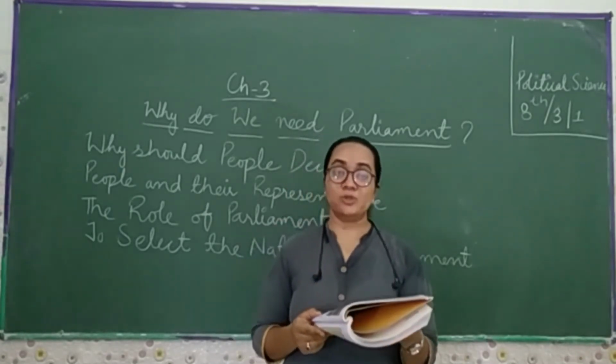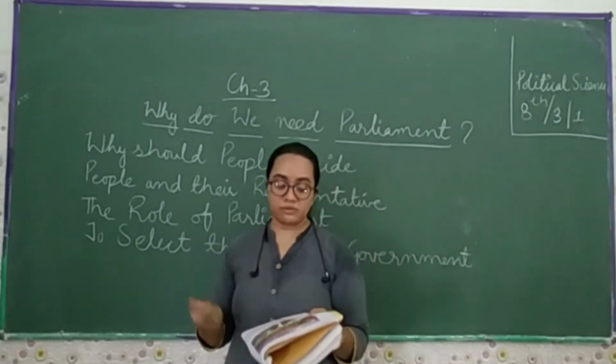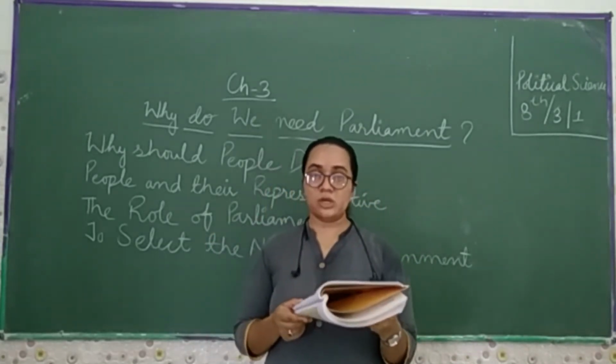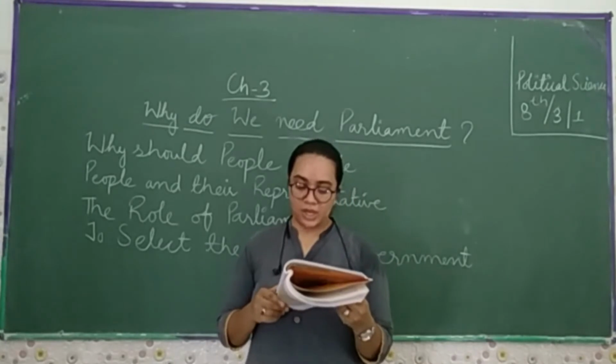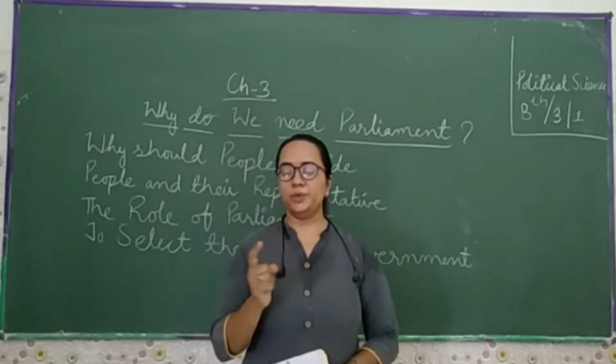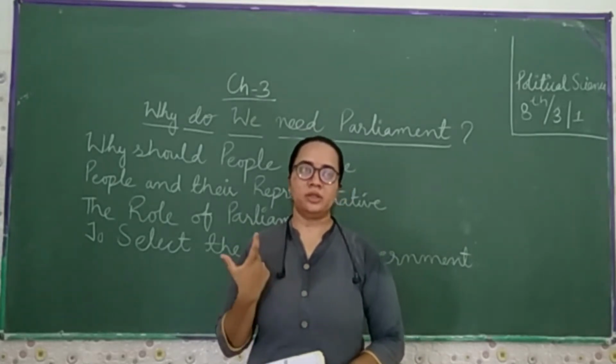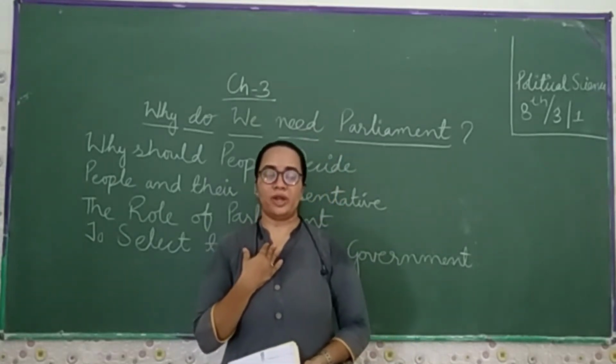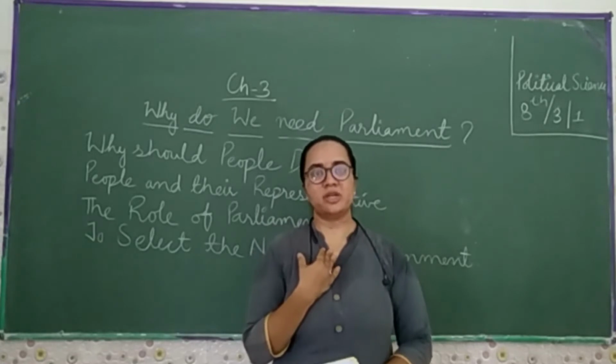Rajya Sabha, the Council of States, has a total strength of 245 members. It is chaired by the Vice President of India. If we talk about 2020, the Rajya Sabha is chaired by Dr. Venkaiah Naidu. He is the Vice President of India.